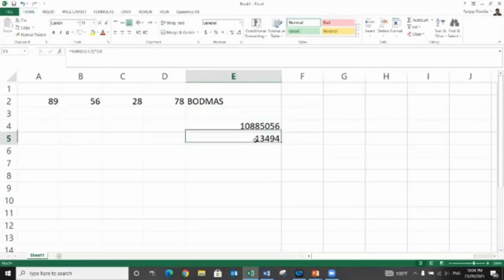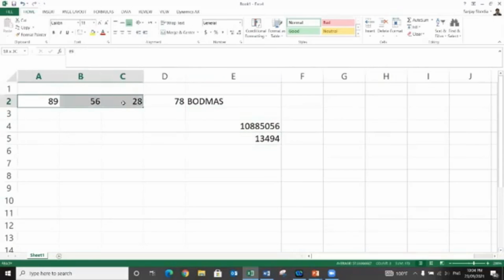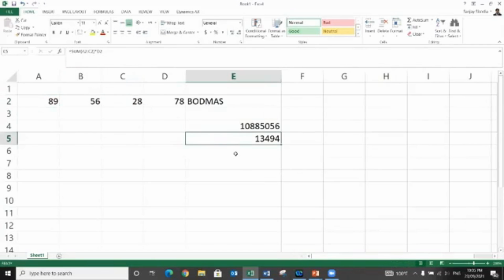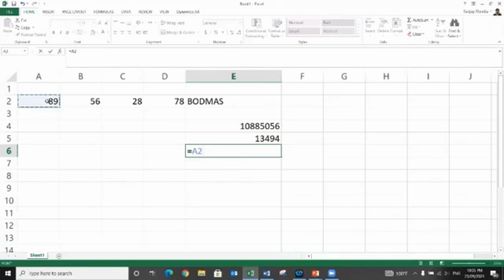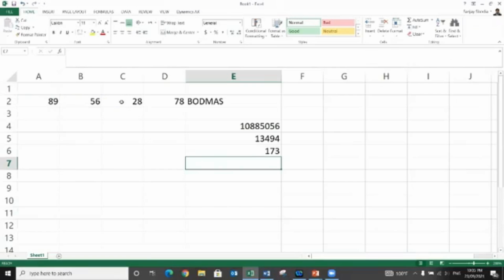So what the system did here was, first it did the addition of these three numbers, whatever we have put inside the bracket. So let's see how it works. This 89 plus 56 plus 28. So the result we got is 173. And then what we have done is we have multiplied 173 by 78. That's why we got 13,494 as a result.